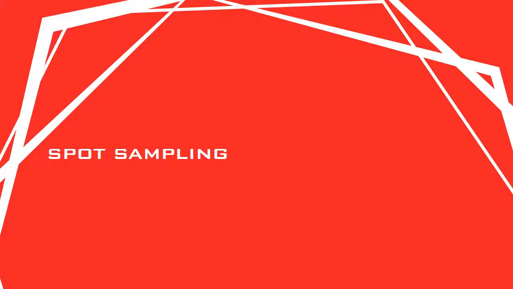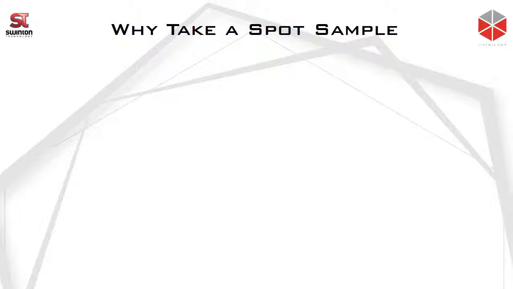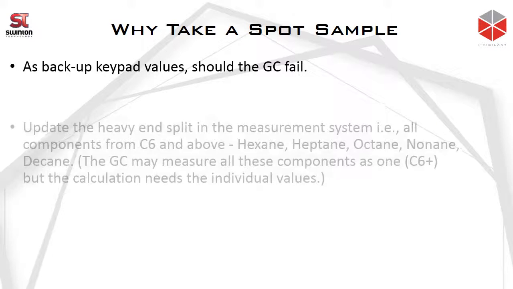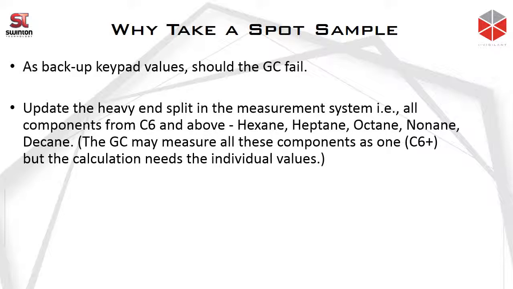First of all, a bit about spot sampling. There are various reasons why we take a spot sample. The spot sample results can be used as keypad values in the flow computer in the case of a GC failure. Also, the spot sample analysis can be used to update the heavy end split in the flow computer.